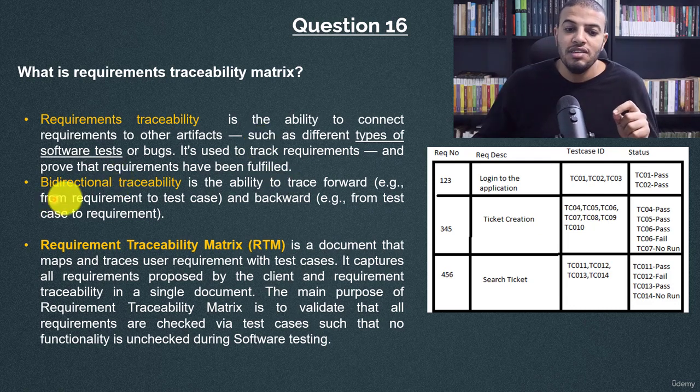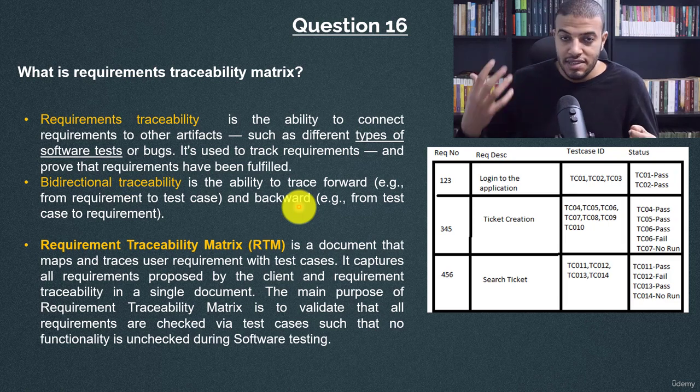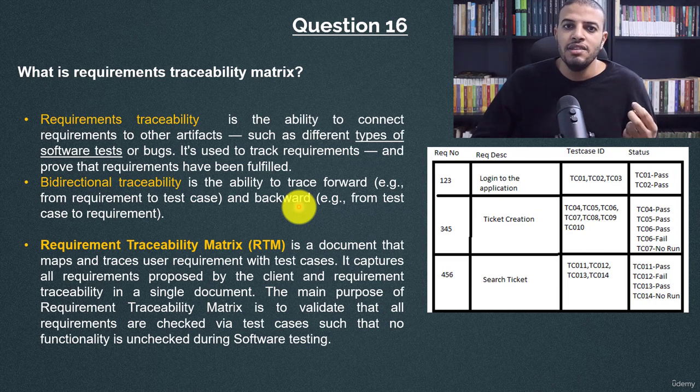We have also bidirectional traceability, and bidirectional traceability is the ability to trace forward and backward from the requirement to the test case and from the test case to the requirement. Also, for example, from the test case to the defect report and from the defect report to the test case. Okay, this is bidirectional traceability. But now we are talking about requirements traceability, not test case and defect report traceability.